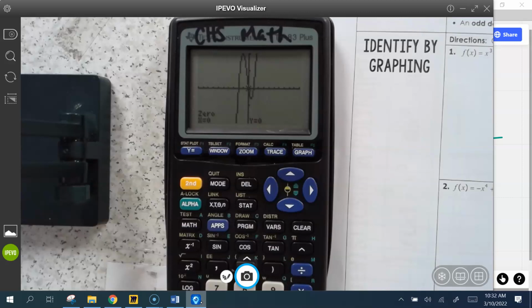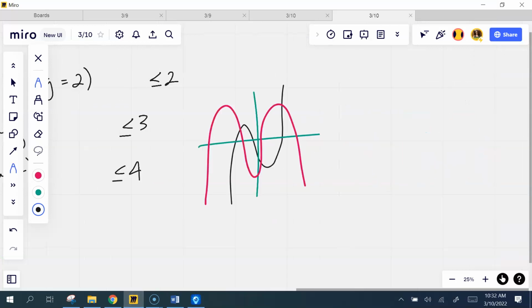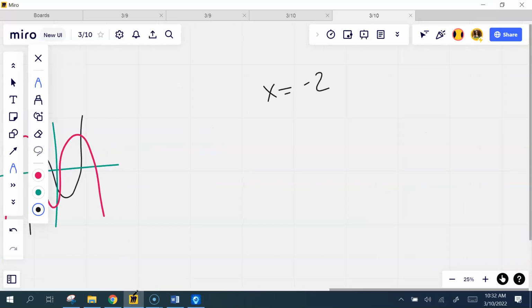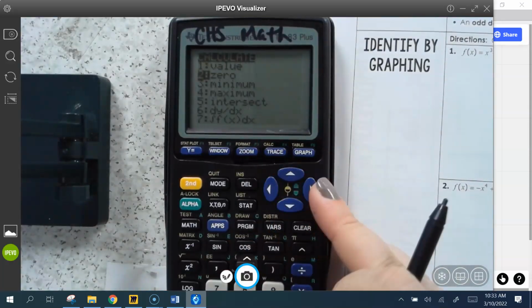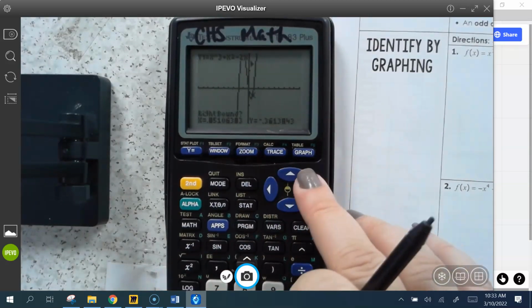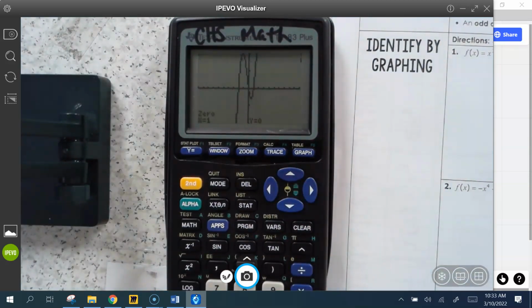Everybody get 0, 0 for the next one? -2 zeros is the first one. That's correct. I usually just do x equals because you know if it's an x intercept, y is going to be 0 anyway. You see what I'm saying? One is the third one there. Is everybody able to get those?